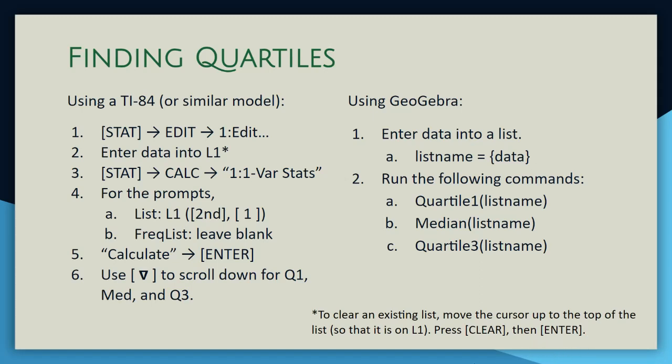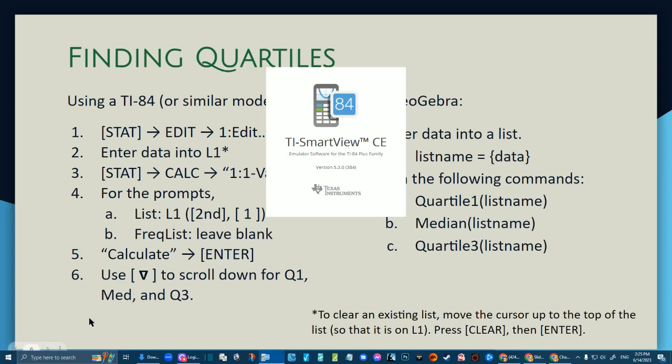If you accidentally press delete instead of clear, it's going to delete that list entirely, meaning your new list menu will start with L2. L1 won't be there anymore. It is possible to fix it. Way back in that first step where it says stat edit, the very last option is, I can't remember what it's called. Let me pull up my calculator and we'll take a look.